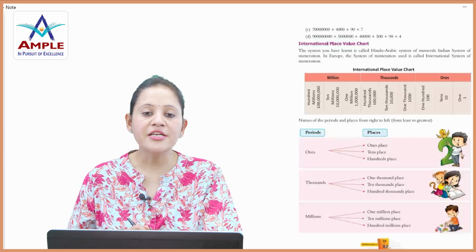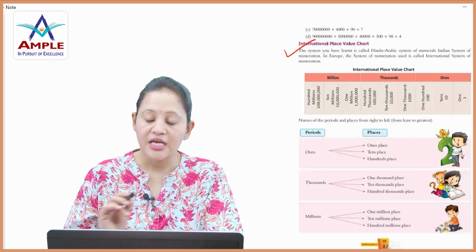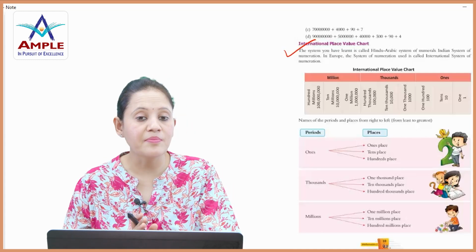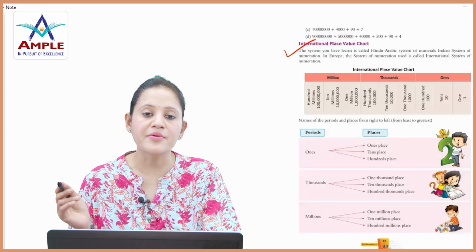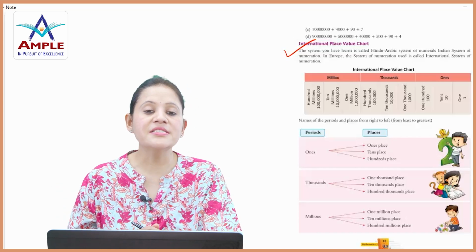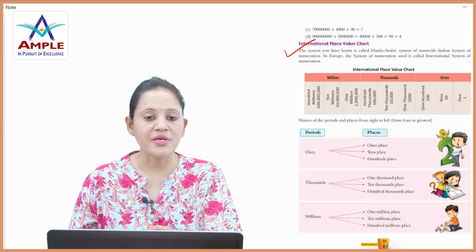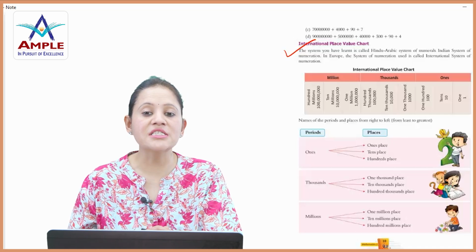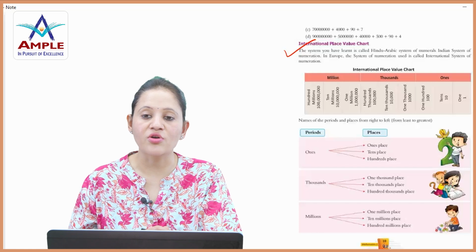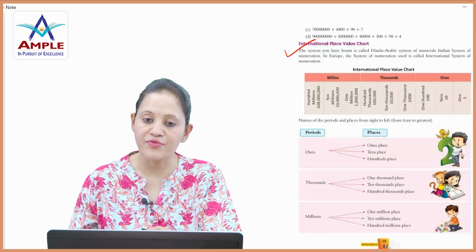Next, international place value chart. We have learned about the Indian place value chart. Now, we will learn about the international place value chart. The system you have learned is called the Hindu-Arabic system of numeral, or Indian system of numeration. In Europe, the system of numeration used is called the international system of numeration.